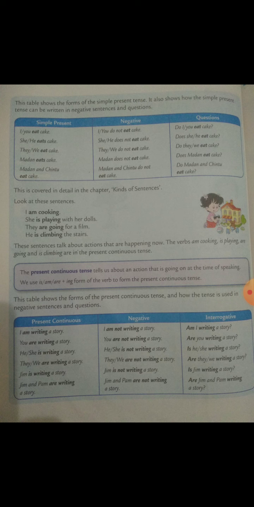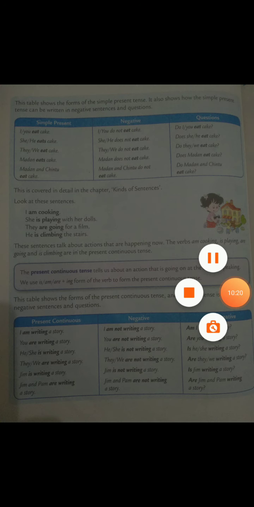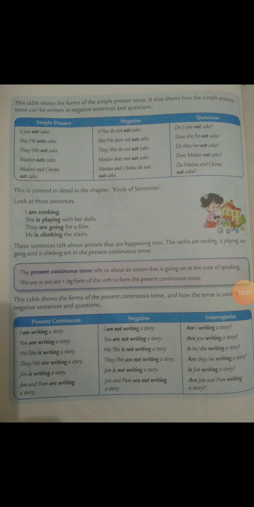Okay. Now you can see there is a table given. This is in present continuous tense. I am writing a story. If we add not to it, it will become a negative sentence, I am not writing a story. And if we have to change this sentence into an interrogative sentence, that means a question, then we will write, am I writing a story? Now the exercises of this chapter we'll do in our next class.